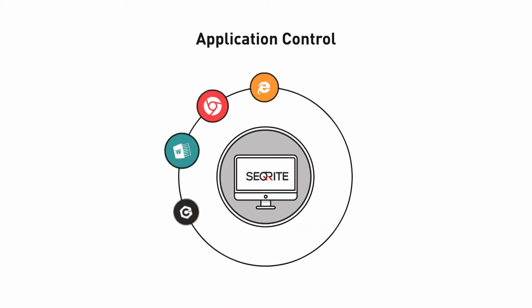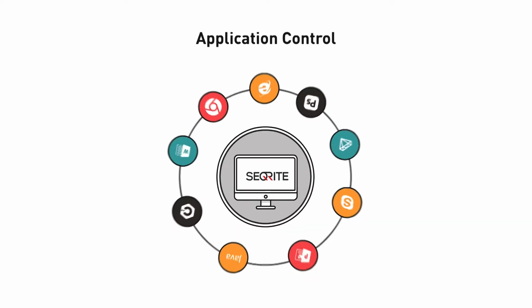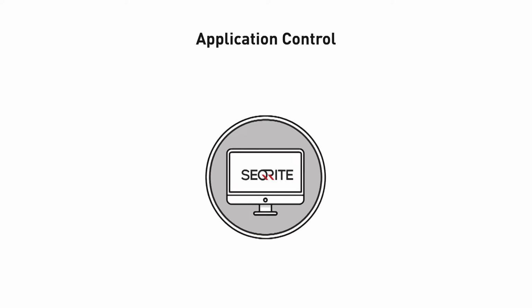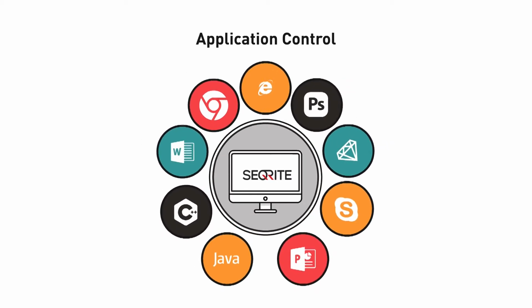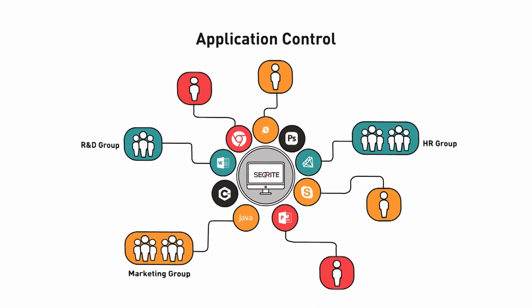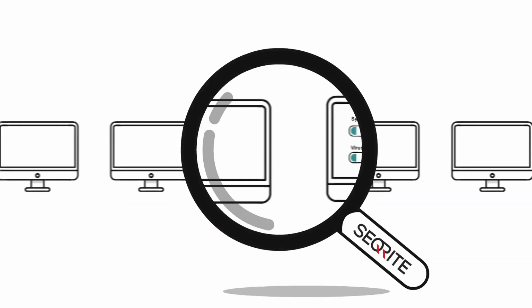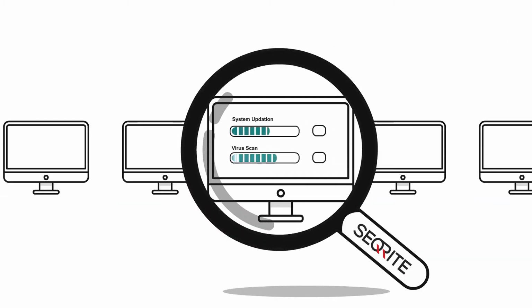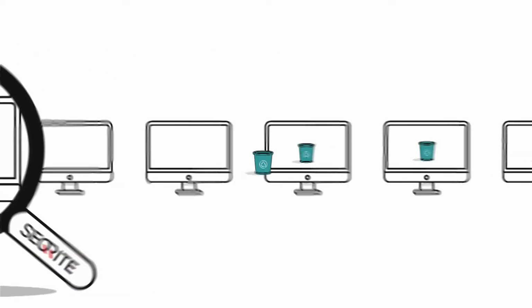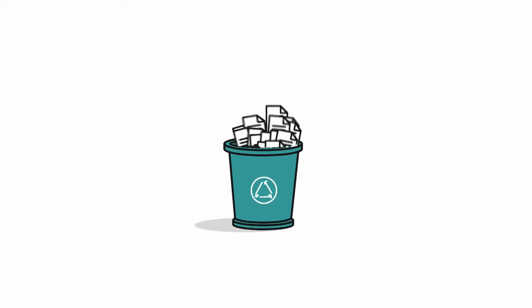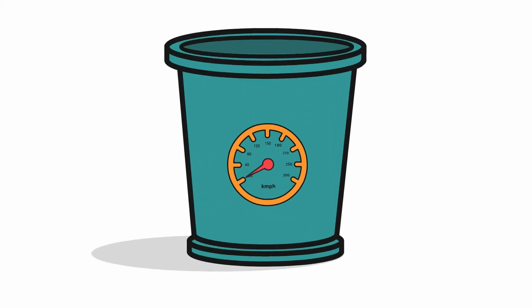Seqrite Endpoint Security gives an eagle-eye overview of all applications in the network. IT managers can even give access to specific applications for specific users. Scan systems for vulnerabilities. Detect and update missing patches in the operating system. Seqrite helps clean the system's junk, making the network run like a well-oiled sports car.